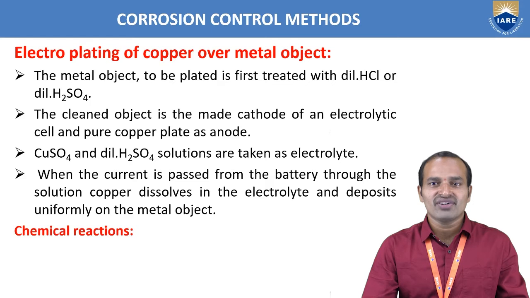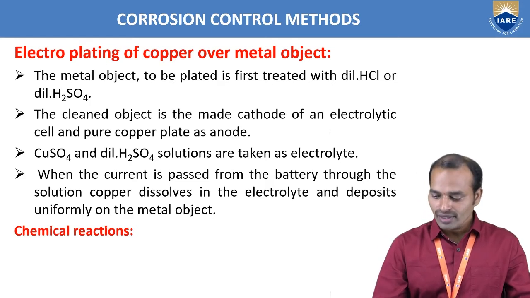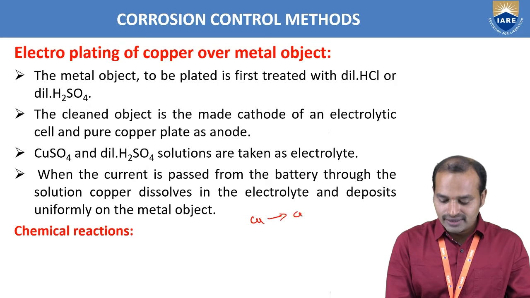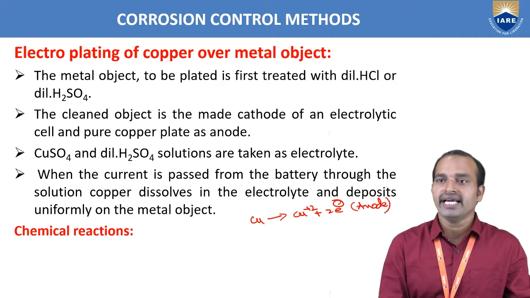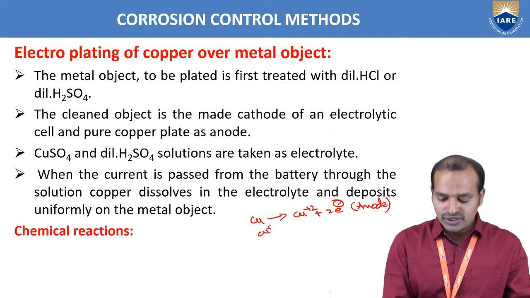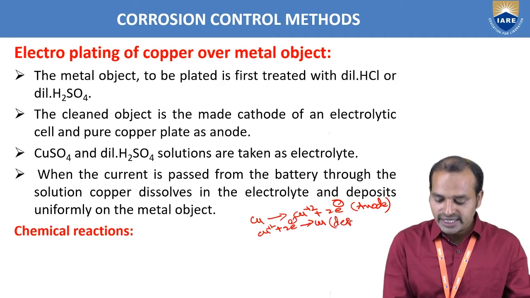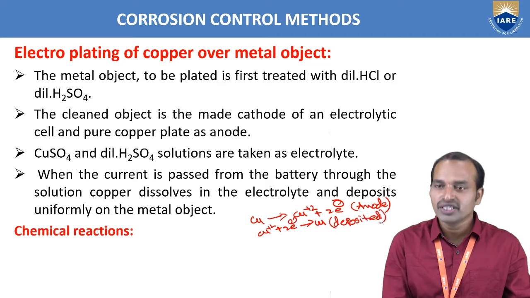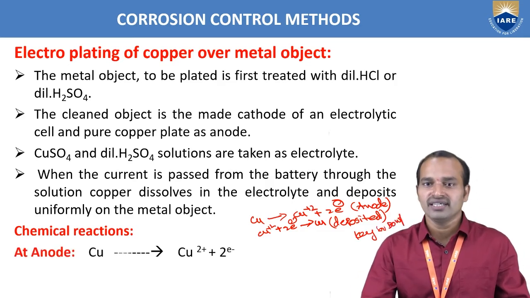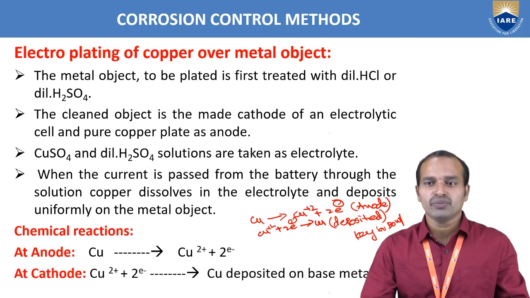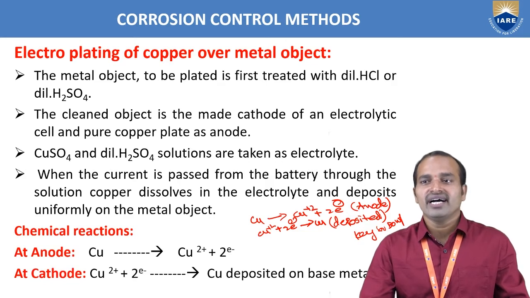In this electroplating of copper, the chemical reactions are: at the anode, Cu forms Cu2+ plus 2 electrons. At the cathode, Cu2+ plus 2 electrons form Cu. So this Cu is uniformly deposited on the key or ball. At anode, Cu forms Cu2+ plus 2 electrons. At cathode, Cu2+ plus 2 electrons form copper that is deposited on the base metal.